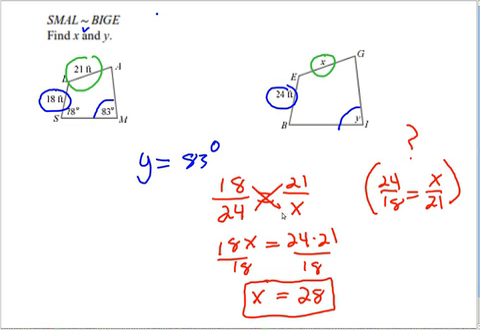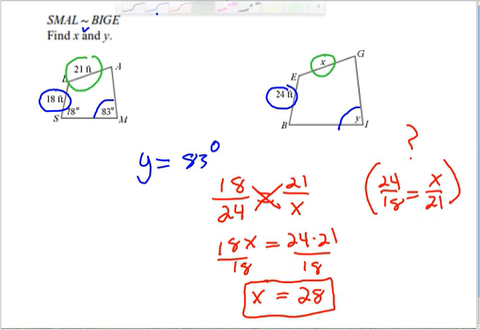Alright, so I'm going to cross multiply. 18 times x is 18x. 24 times 21 I've written right here. In order to solve for x, I'm going to divide by 18. If I divide the left side by 18, I have to divide the right side by 18. I'm going to take my calculator, do 24 times 21, divide by 18, and I find out that x equals 28.